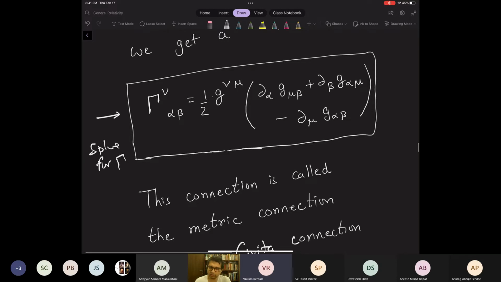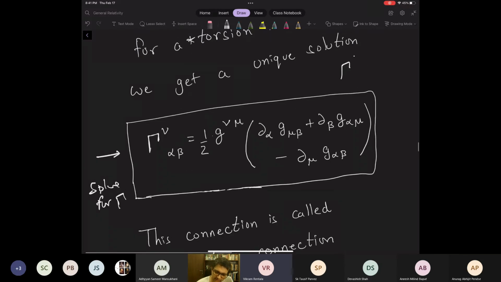Okay, and there's a unique choice of gamma, except for one caveat. This unique choice comes under the assumption that when you write gamma nu alpha beta, this is also equal to gamma nu beta alpha. That is, we assume symmetry in the lower two indices. You have to make this additional choice. This is not something that the metric tells you. Such a choice gives you what is called a torsion-free connection.